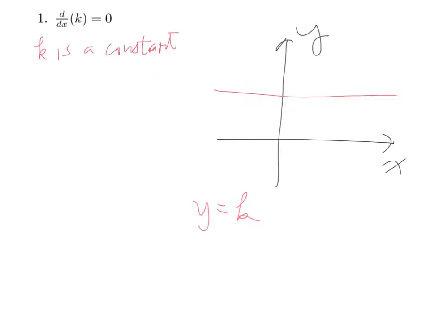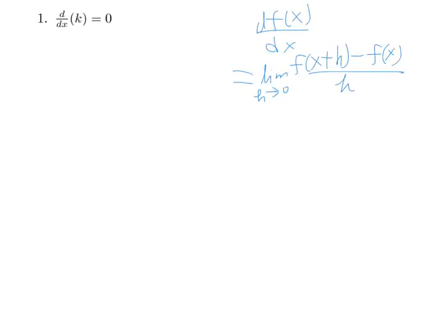This is an explanation of this result using the graph, but this is not a proof. To prove it, we have to use limits. We recall that by definition of derivative, df(x) over dx is the limit of f(x plus h) minus f(x) over h as h tends to 0. And for this function, f(x) is the constant function, equal to k. So f(x plus h) is also equal to k.